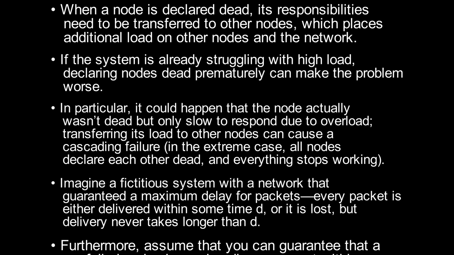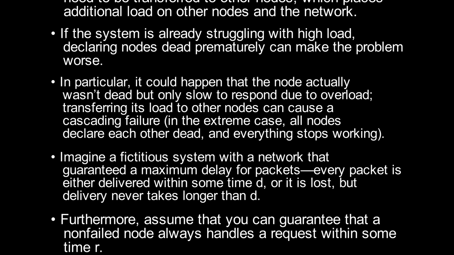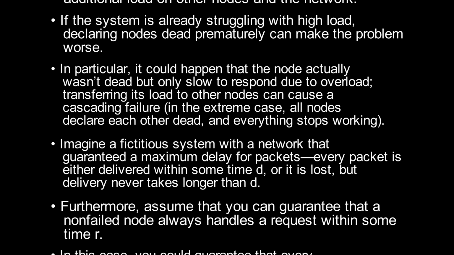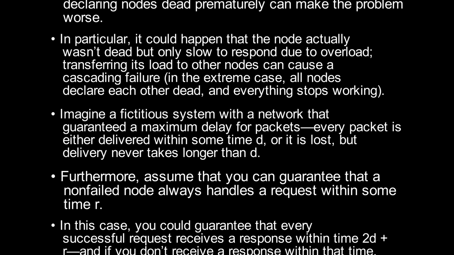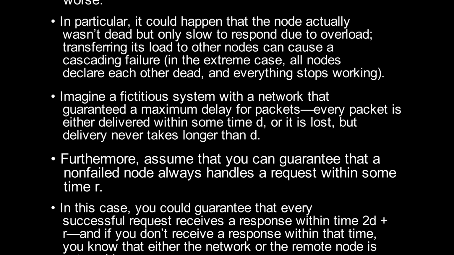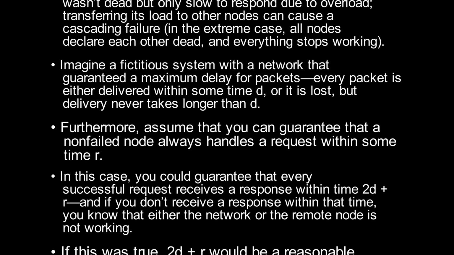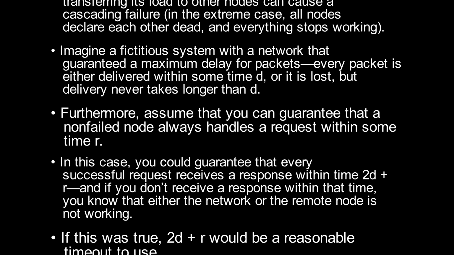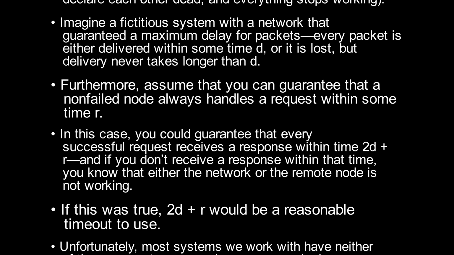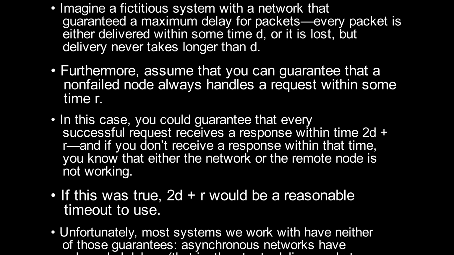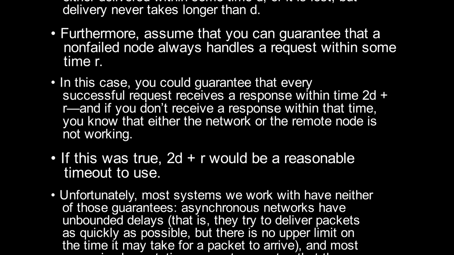Imagine a fictitious system with a network that guaranteed a maximum delay for packets. Every packet is either delivered within some time d, or it is lost, but delivery never takes longer than d. Furthermore, assume that you can guarantee that a non-failed node always handles a request within some time r. In this case, you could guarantee that every successful request receives a response within time 2d + r, and if you don't receive a response within that time, you know that either the network or the remote node is not working. If this was true, 2d + r would be a reasonable timeout to use.